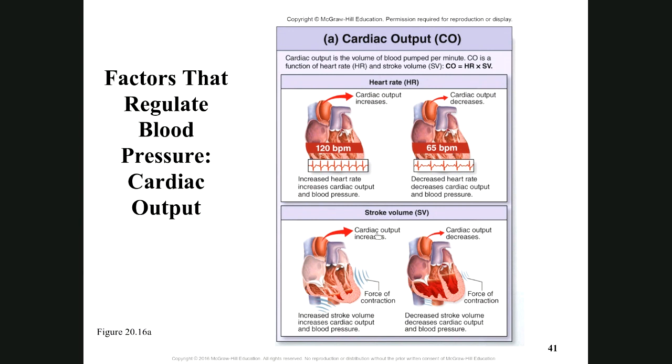And also the stroke volume. When the stroke volume increases due to the force of contraction, our blood pressure increases. And when our cardiac output decreases due to less force of contraction, our blood pressure decreases. So the cardiac output can affect our blood pressure, and cardiac output gets its own effect from heart rate and the stroke volume.